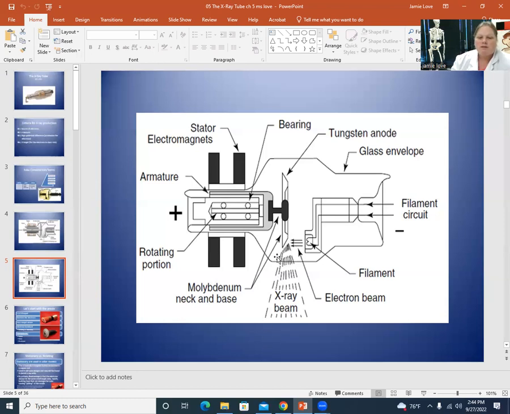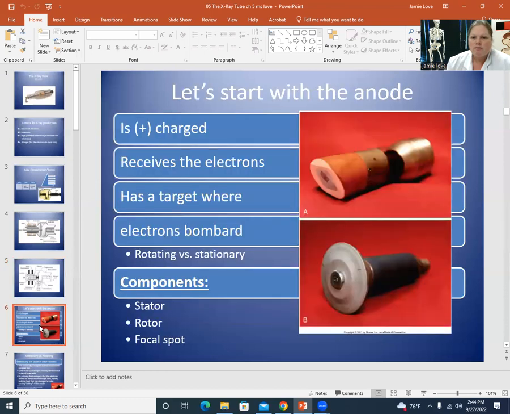The X-ray beam comes out in a big fan pattern, and it goes in all directions, but we see it drawn coming out like that, through the bottom, through the window to come through our patient. All right, we're going to break this down a little bit more.